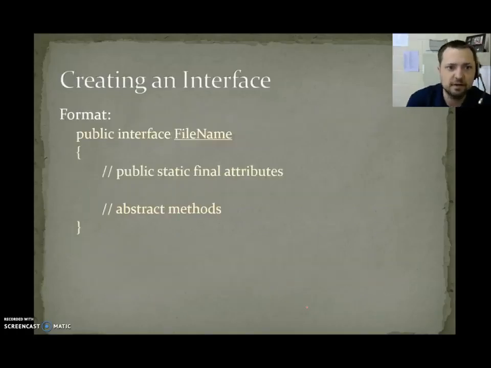Creating an interface. Public interface, we don't say class, whatever we call it as a file name. Then we have any of the public static final attributes we want, followed by a list of abstract methods that have no code in them. They're just abstract methods with semicolons behind their header.